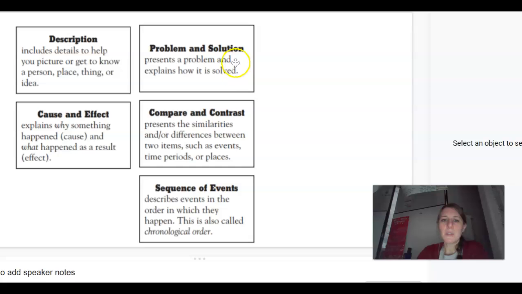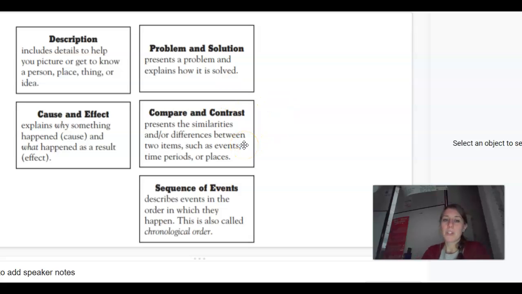So we have problem and solution, which presents a problem and explains how it is solved. So I always tell students, if there's a problem, but we don't have a solution, we don't know how the problem is being solved, then it is a cause and effect, okay? Cause and effect explains why something happened, which is the cause, and what happened as a result, the effect. For example, you got straight A's on your report card, so as the effect, maybe you got an extra 30 minutes of time to play on your video games. Or maybe because you got straight A's, you got to go out for an ice cream sundae. That's a cause and effect relationship, okay?